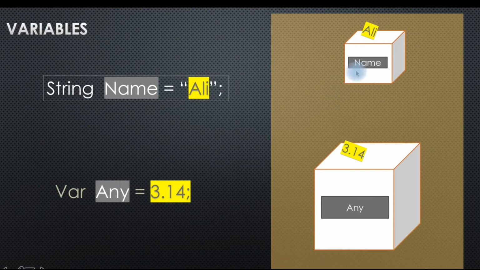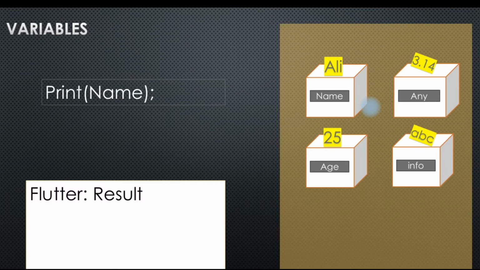And let's go to print this name. If there are, for example, many boxes inside our memory, how can we take out a box and see what is inside that box? If we need a specific box, how can we call that box? So let's print the result, the thing which is inside of this box.